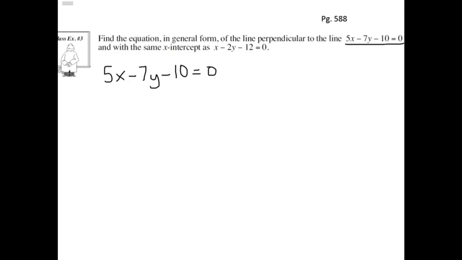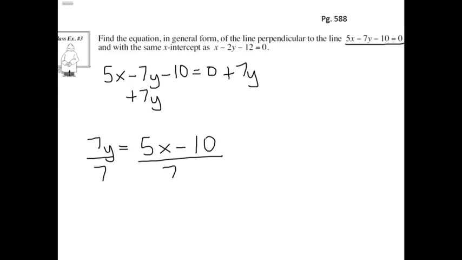I'm going to move the y over because it is negative. I like to keep them positive. So add the 7y and add 7y over here. So what you have is 7y is equal to 5x minus 10. Divide all of this by 7. Y is equal to 5 over 7x minus 10 over 7.